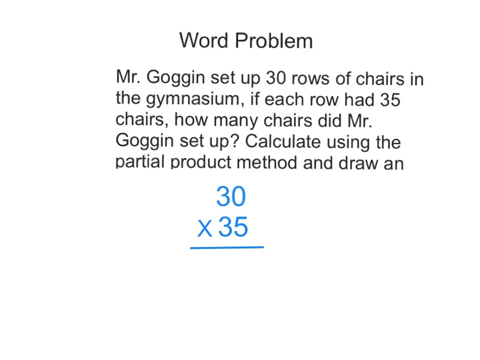Here's our word problem. Mr. Goggins set up 30 rows of chairs in the gymnasium. If each row had 35 chairs, how many chairs did Mr. Goggins set up? Calculate using the partial product method and draw an array. So the first thing we're going to do is set the problem up according to the numbers and their place values. So we have 30 times 35.